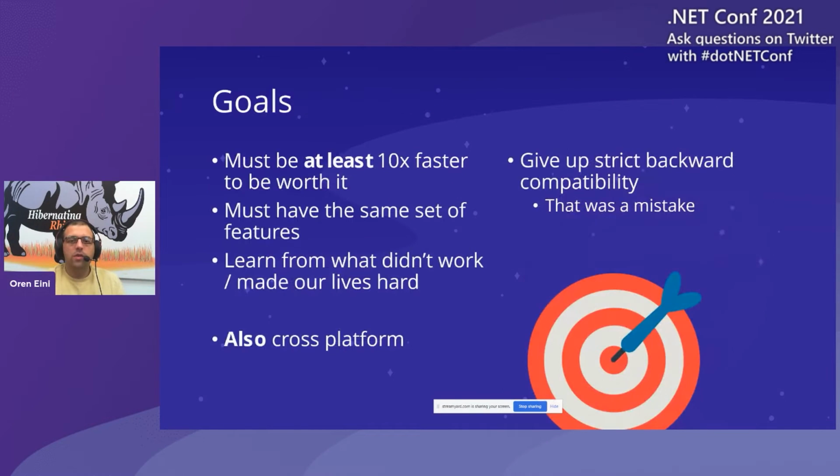Now, just to give you some idea, those were our goals. If you're going to do that, it has to be at least 10 times faster. It has to be able to run cross-platform, but before we ran on Windows only. It has to have the same feature set, and one of the key aspects was that we wanted to build it with all of the lessons that we got from running in production for 5, 6 years. We also made a major mistake. We gave up on strict backward compatibility.